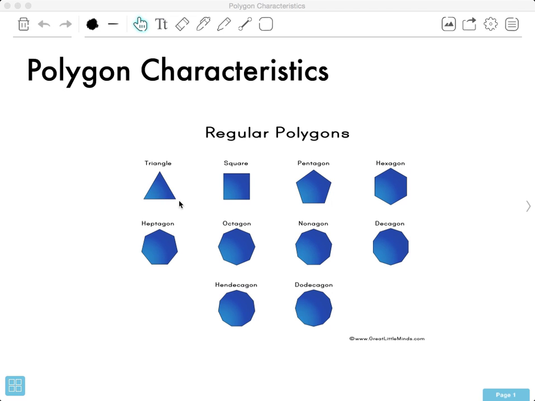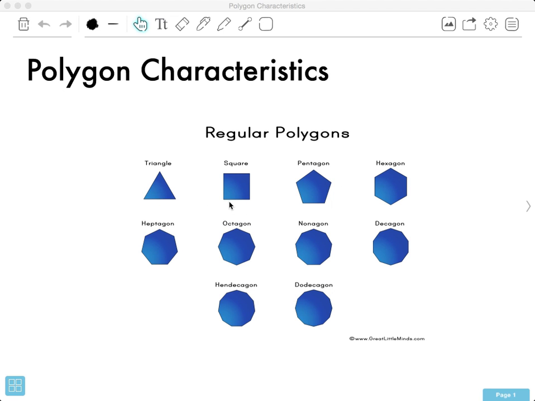So a triangle, you have to have three sides in order to make a shape that can enclose an area. So a triangle has three sides. It's the smallest number of sides you can possibly have. And then it goes up, 3 sides, 4 sides, 5 sides, 6 sides, and so on.